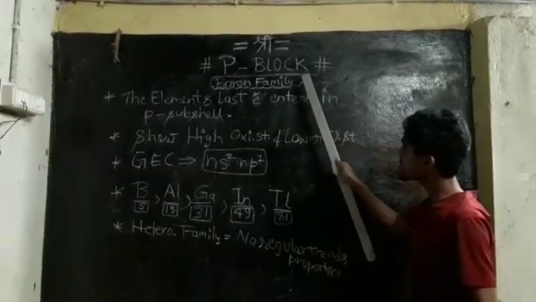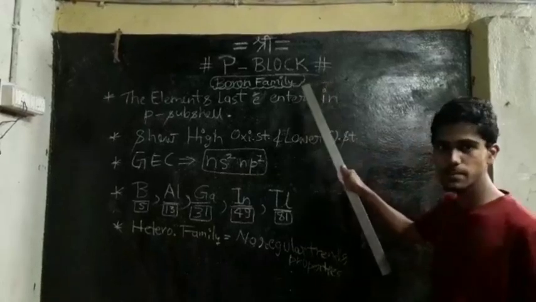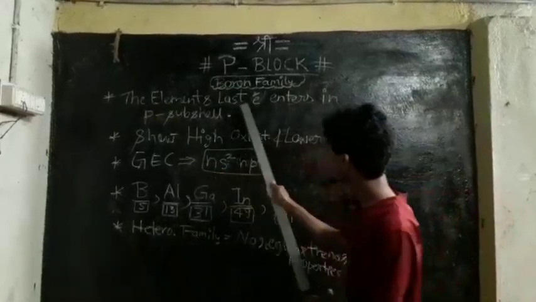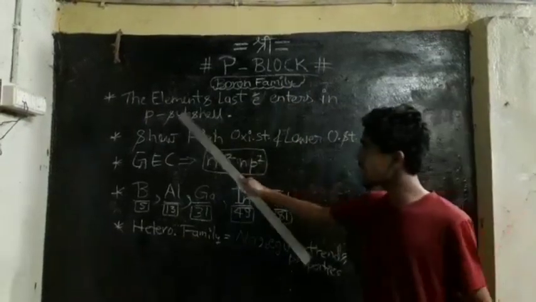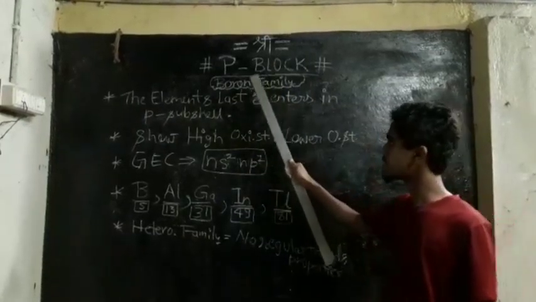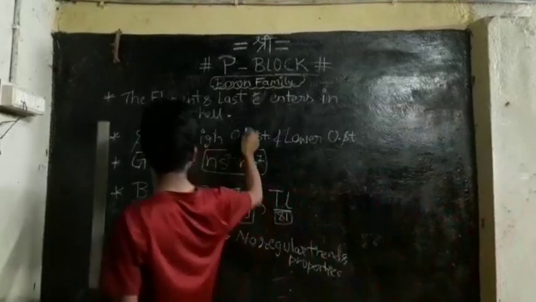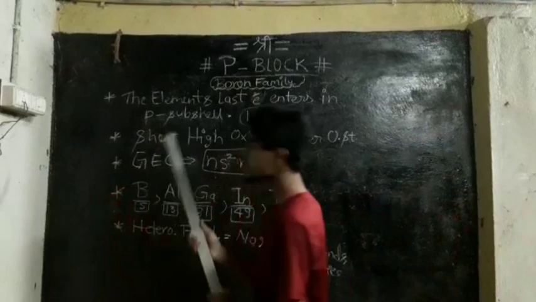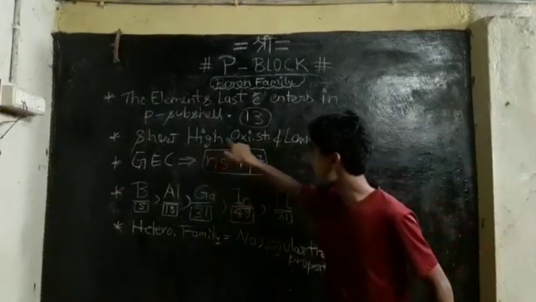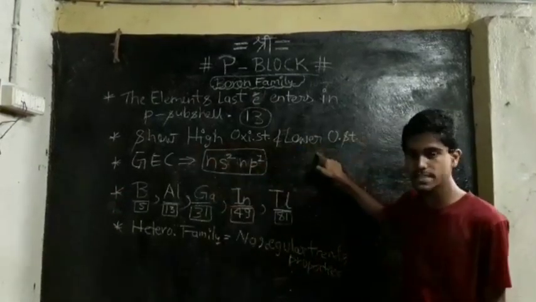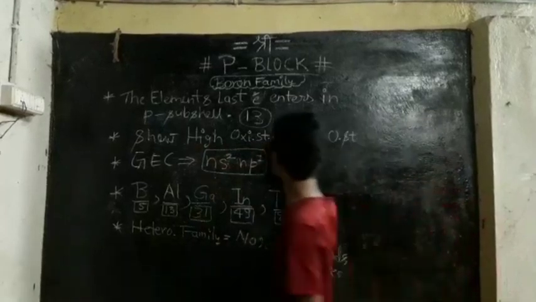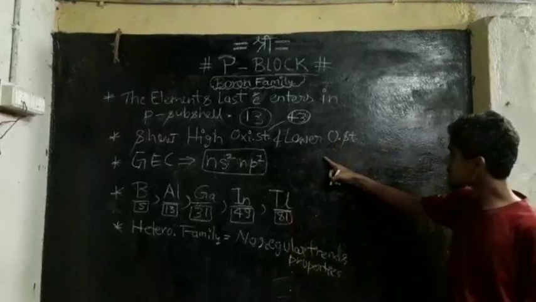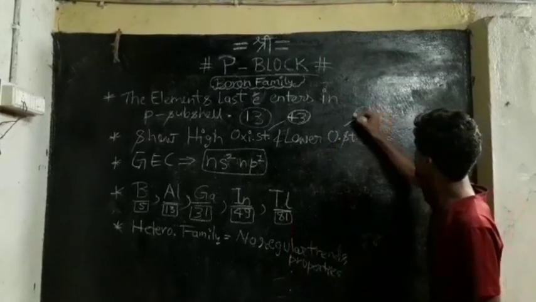So now we will see the boron family, that is group 13 elements. We know the elements whose last electron enters the p subshell are called p block elements. Now we will see group 13. Group 13, the boron family, shows high oxidation state as well as low oxidation state. The high oxidation state will be +3 and the lower oxidation state is +1.